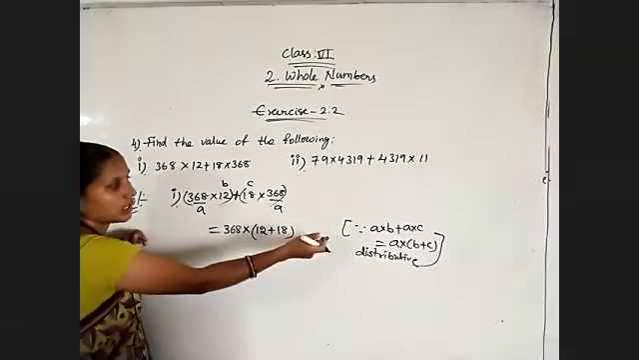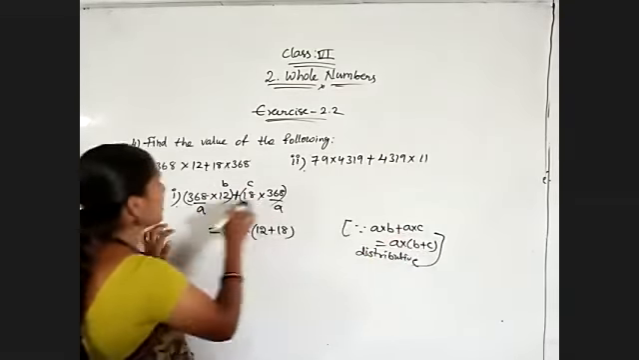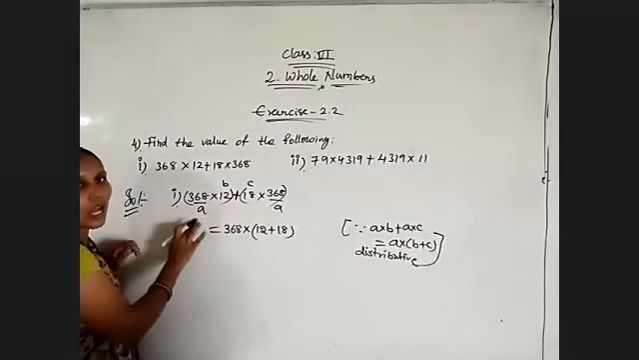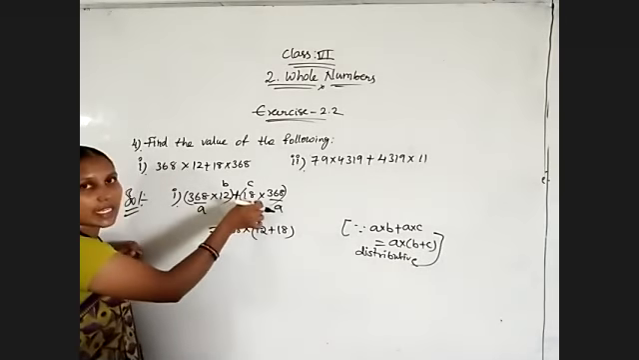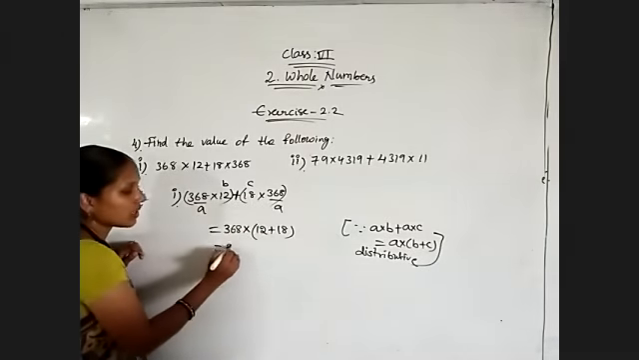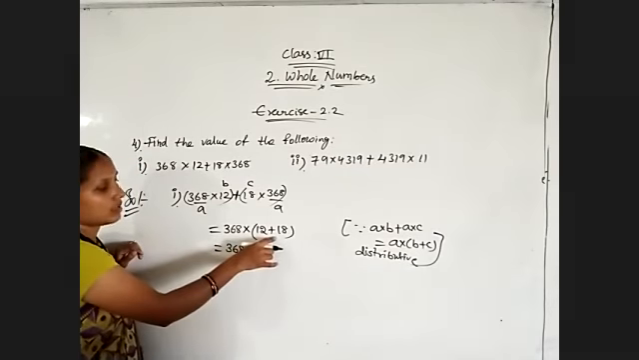So observe that. A into B plus A into C, so A into B plus C. The A value is the common value. Common value is 368. 368 into 12 plus 18, the remaining values. So which is equal to 368 into 12 plus 18, 30.